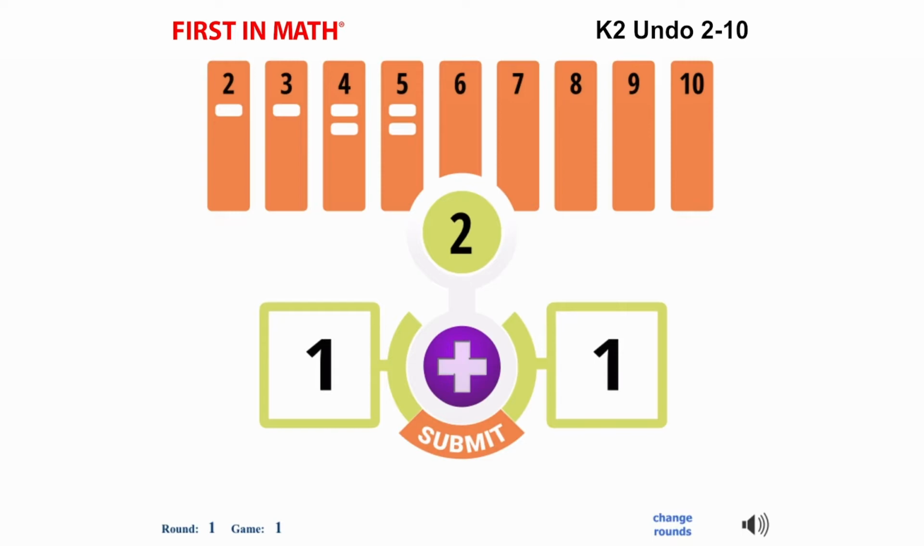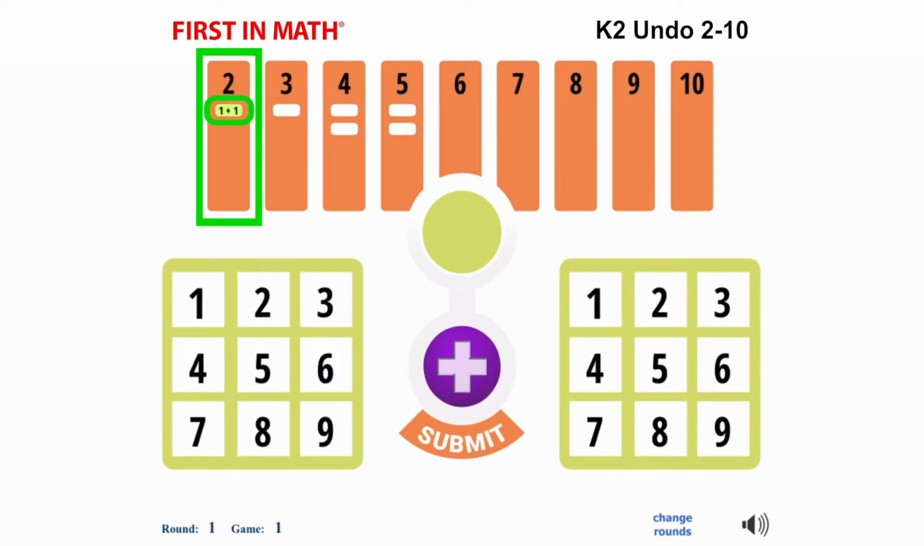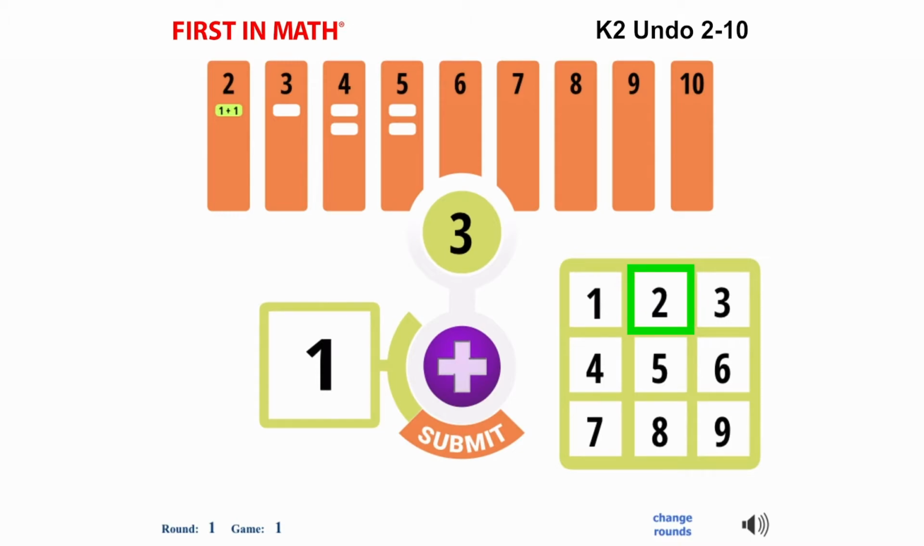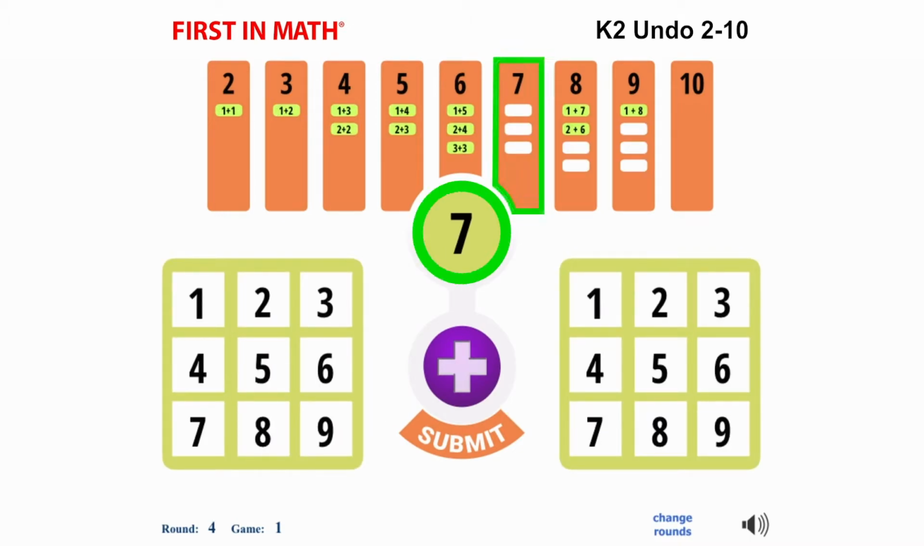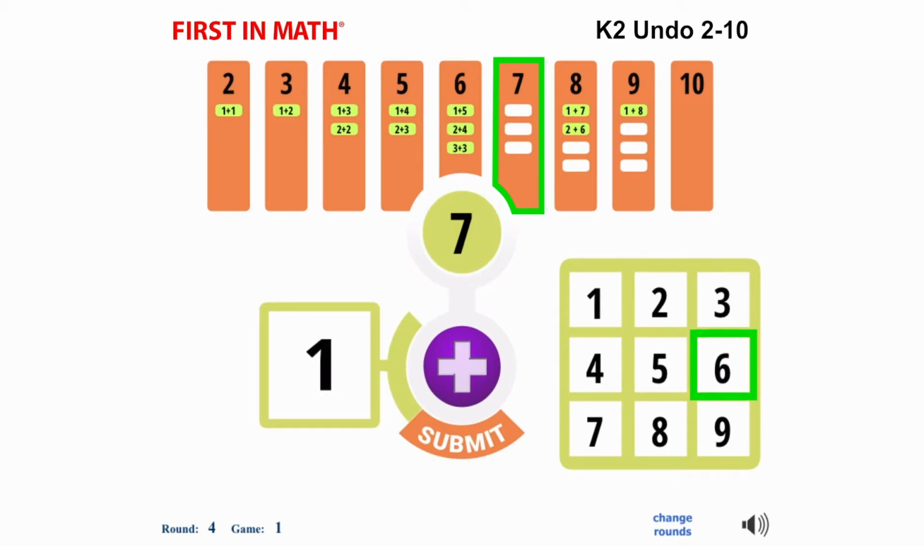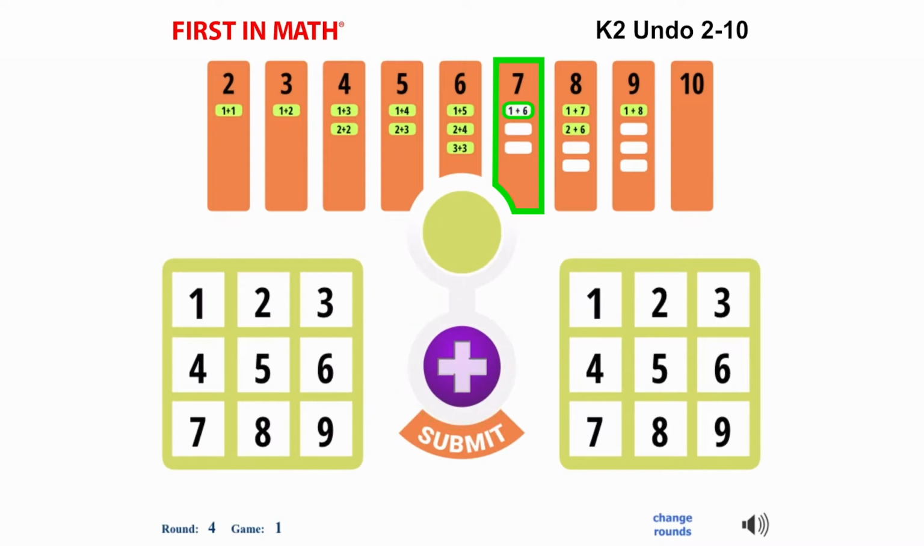When an answer is correct, the white bar under the Undo number you decomposed lights up green. As the Undo numbers get higher, there will be multiple ways to decompose the number. For example, this 7 can be decomposed in 3 different ways. Starting with the lowest number, 1, add 6 to it to equal 7.